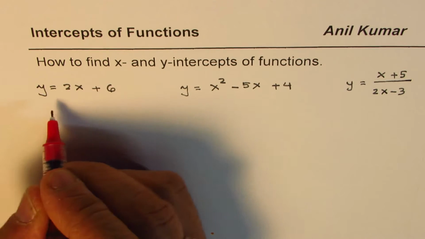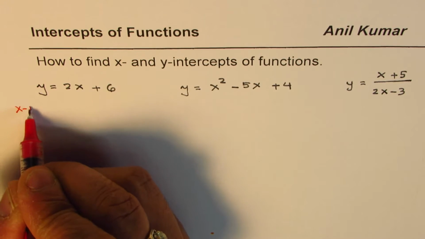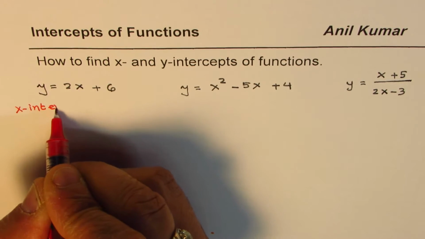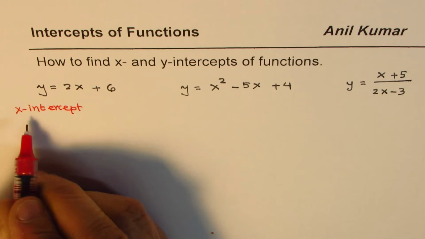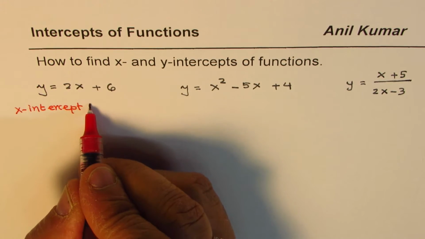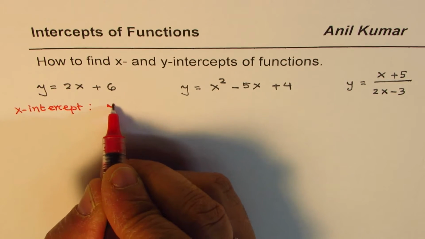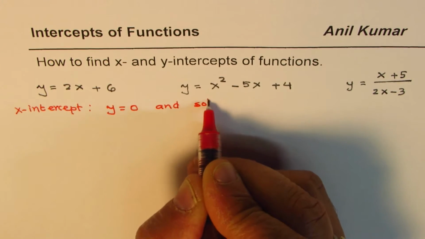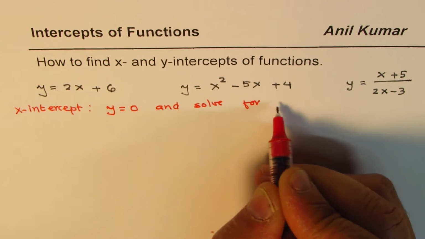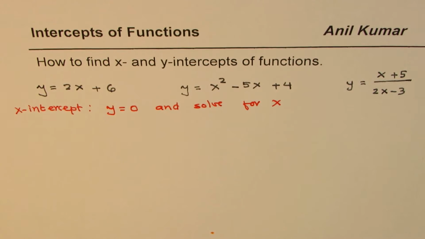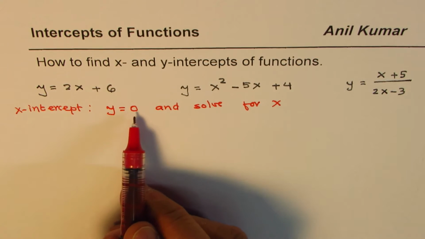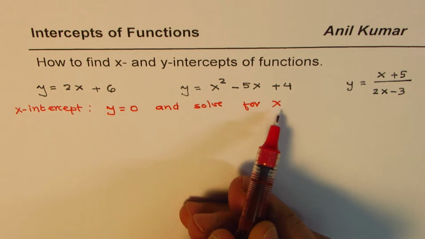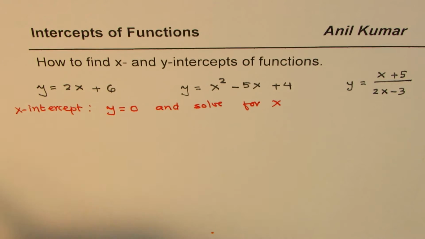So to find the x-intercept, let's find the x-intercept first. The steps involved are, you put y equals 0 and solve for x. Substitute y equals 0 and solve for x. That is how you find the x-intercept.